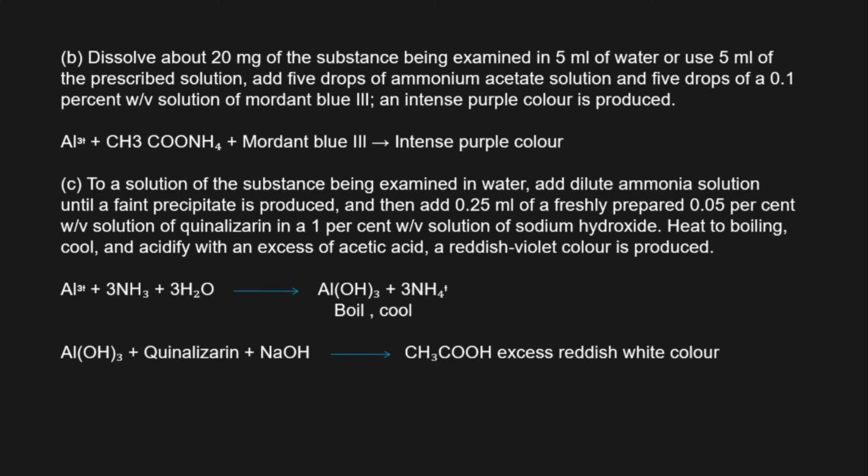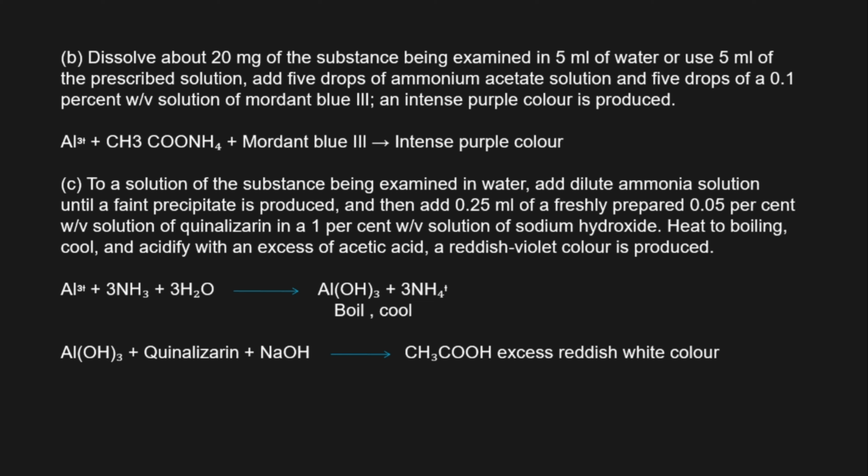The second method for identification of aluminum is, dissolve about 20 mg of the substance being examined in 5 ml of water or use 5 ml of the prescribed solution. Add 5 drops of ammonium acetate solution and 5 drops of a 0.1% weight by volume solution of Mordant Blue 3. An intense purple color is produced. Here is the reaction. Aluminum ion reacts with ammonium acetate and Mordant Blue 3, resulting in formation of an intense purple color.